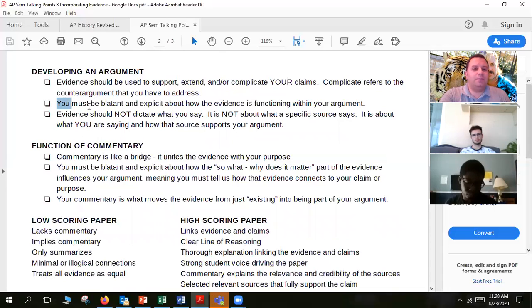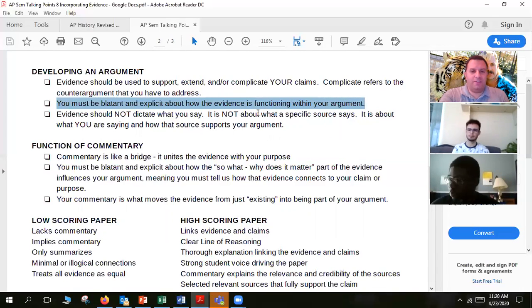And that's really what the second bullet point is saying, which is that you need to be very blunt and very blatant and extremely explicit about how the evidence relates to your argument, okay? There were a few papers that I've read where they are introducing evidence, and I think the evidence is good evidence, but the author doesn't really explain how it ties back to the claim that they're trying to make, okay? And that's something that you really need to be very, very explicit about, okay? You need to make sure that you explain to the reader how the evidence functions within the context of your argument.